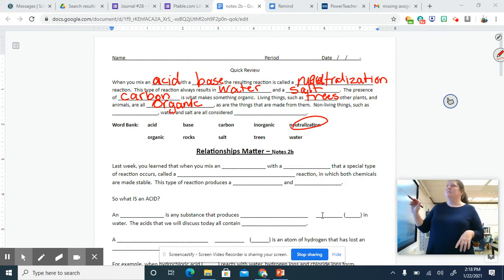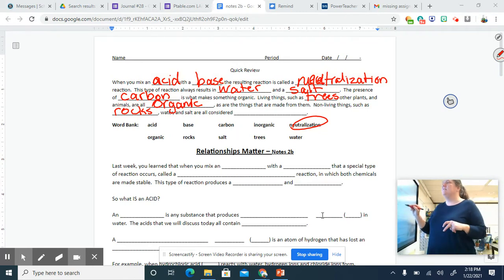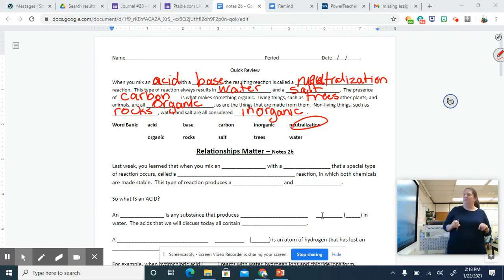Non-living things such as rocks, water, and salt are all considered inorganic. The in means not, inorganic. Okay, so that is our quick review. I'm going to turn it over to Ms. Harris to do our notes.